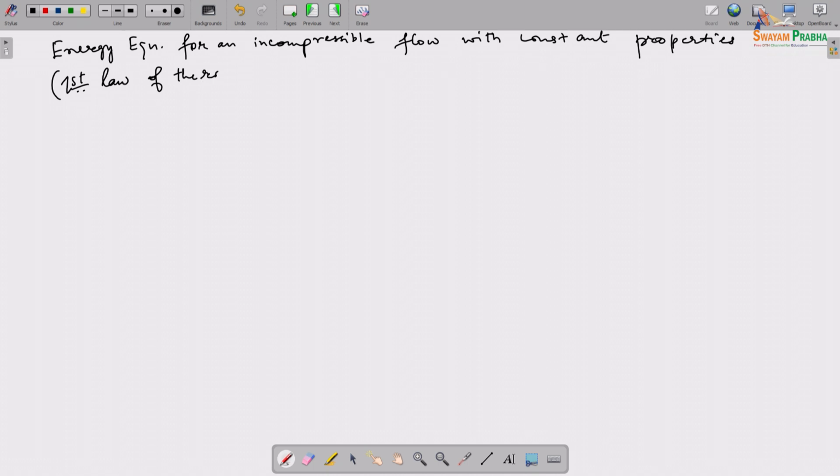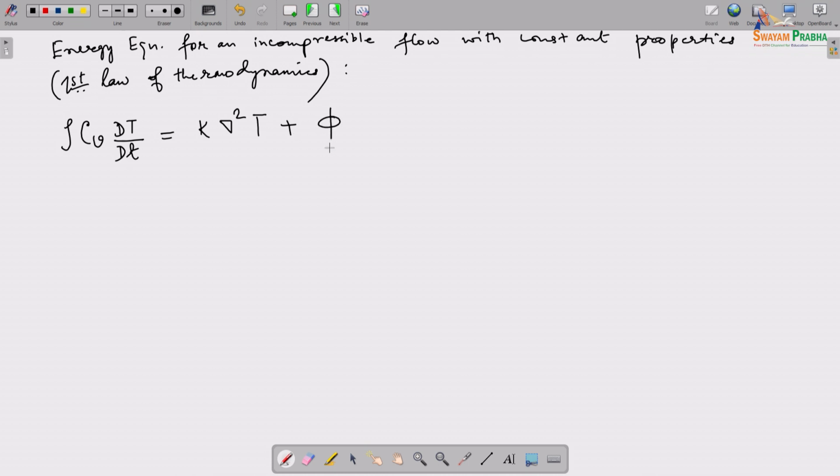First law of thermodynamics. Yeah. So, what is that equation? Right, you are familiar with this equation, or just sort of look it up. Okay. So, phi is the dissipation function. I will write this down in a bit.